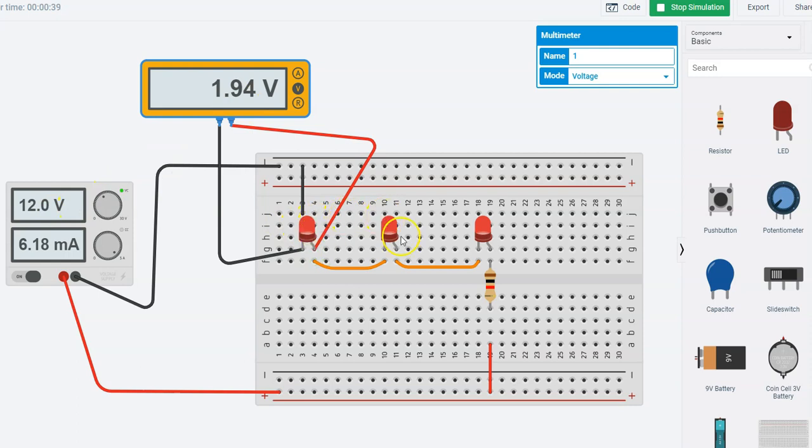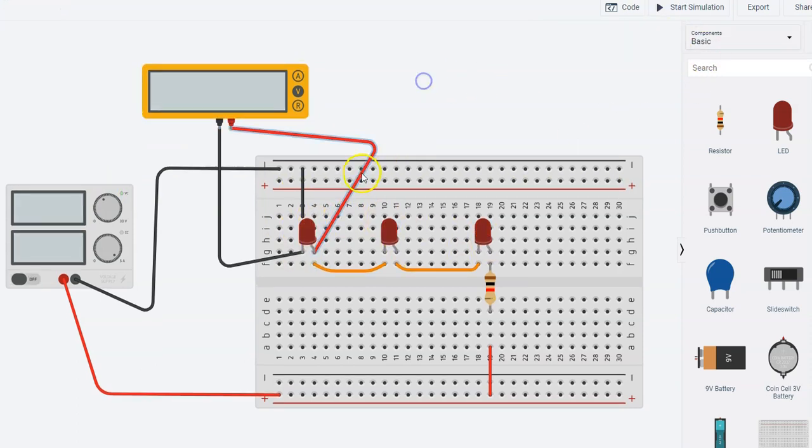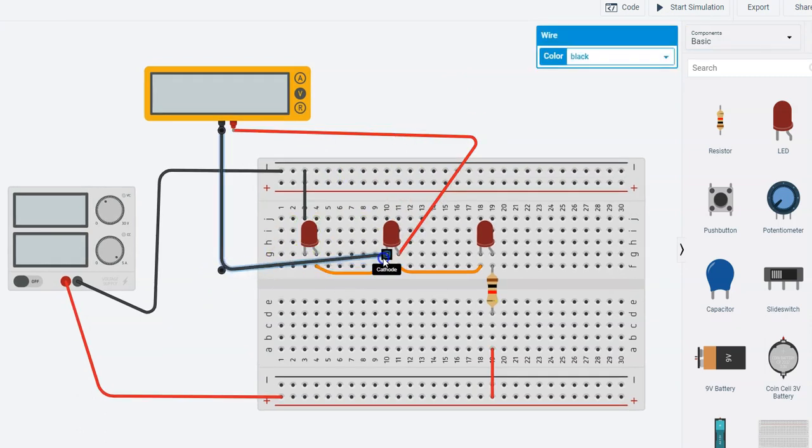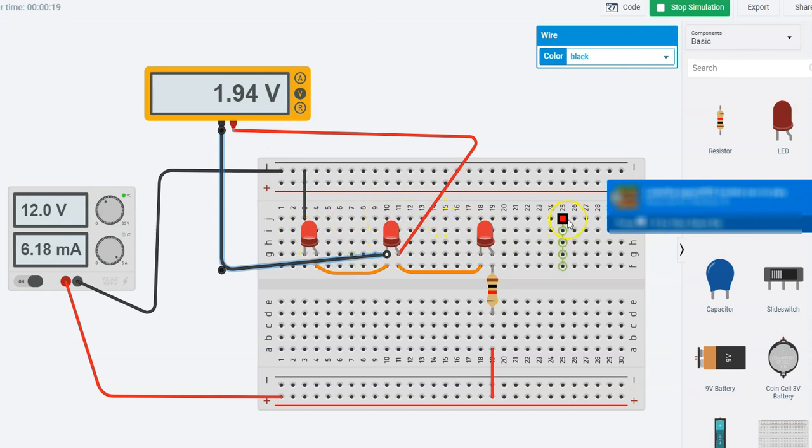What I would expect is that if I go through and measure all of these, they're going to add up to the 12. I do expect each of these three to be 1.94 because they're all the exact same LED. So they should have the same amount of resistance, and they should create the same amount of voltage drop. So let's just round to 2 approximately. So 2, 4, 6. We have about 6 volts here.